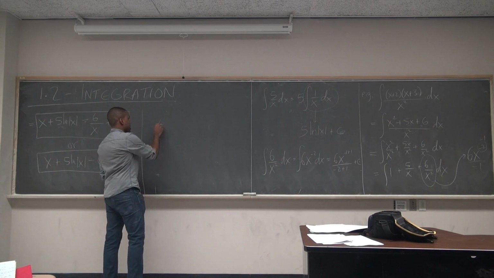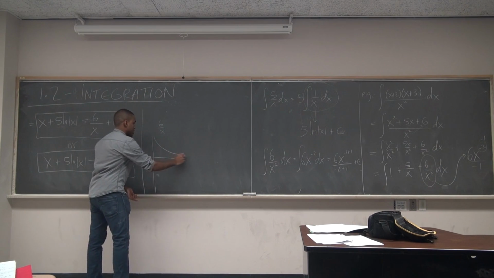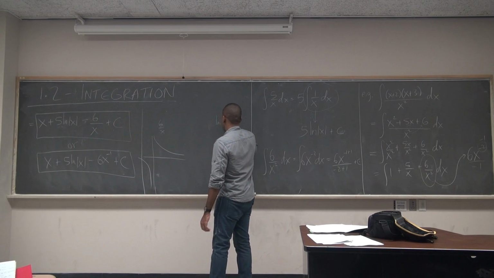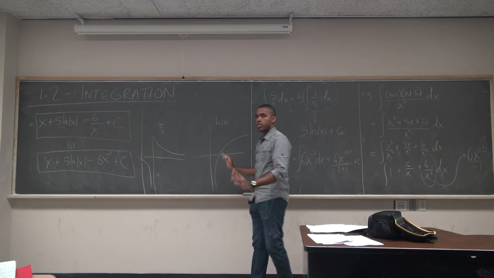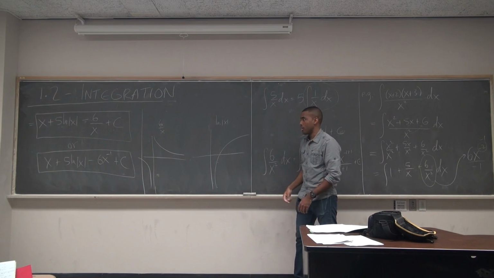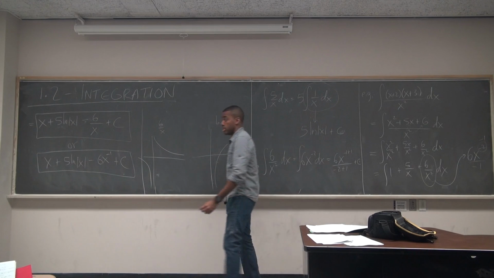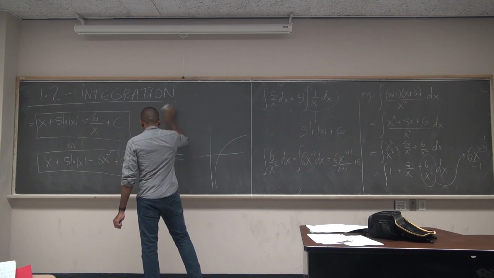So yeah, things like 6 over x, if you even look at the graph for that, it looks like this. Or if you look at something like ln x, that graph looks like this. They're completely different functions. They're not the same at all. This guy doesn't even exist over here. They're completely different functions. Okay.